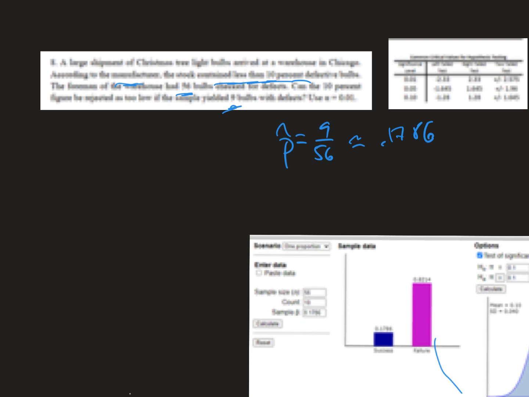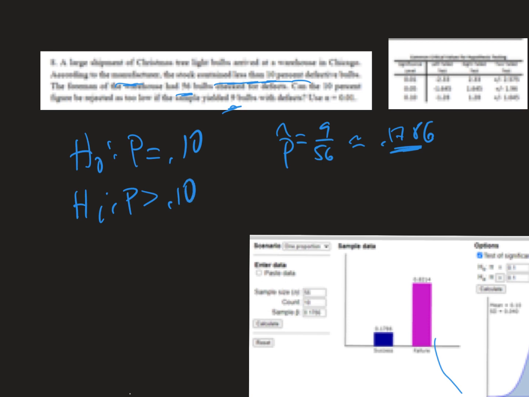Now we're going to run the test. So basically, H0 would be: nope, the manufacturer's claim is correct, that only 10% of the bulbs are defective, and this is just a bad sample of 56 bulbs. And then because we think that the proportion is too high, because that's a lot higher than our 10%, we're going to make this a right tail test.